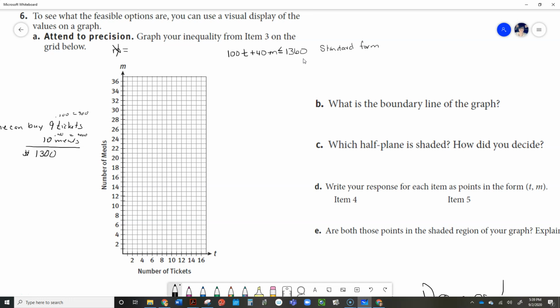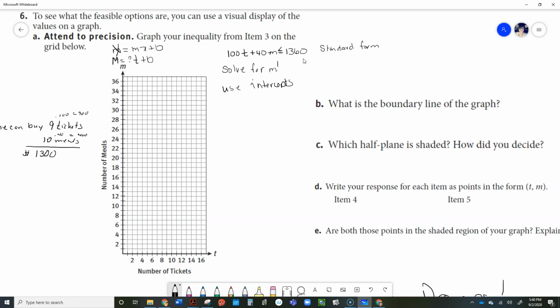Because slope intercept form is y equals mx plus b. But in this case, our y would be the number of meals, and our x would be t, and then we would have our y-intercept. So I'm going to stay away from that, but if I wanted to do it this way, I would just have to solve for m. The other way I could do it is use your intercepts.